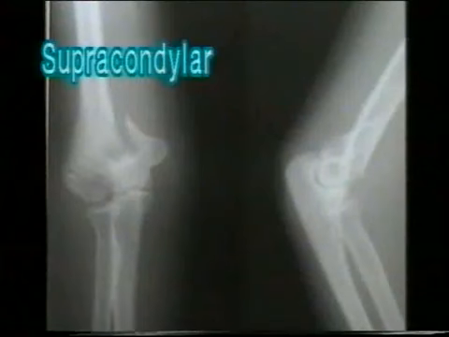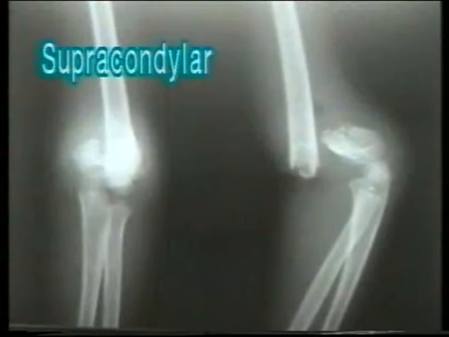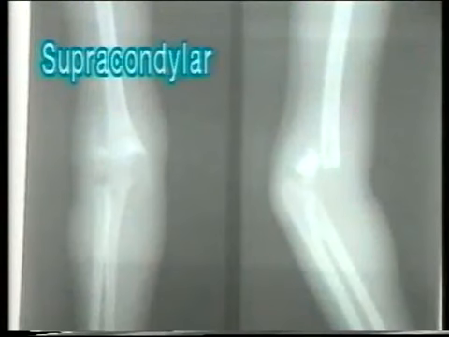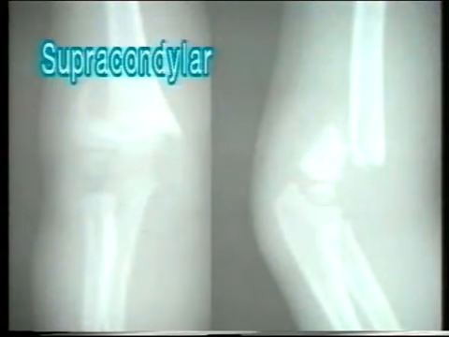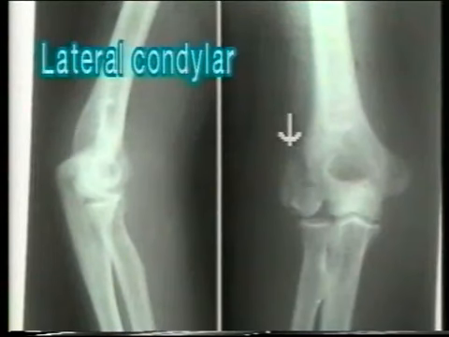This is a condylar fracture of the right humerus in an adult. This is a supracondylar fracture of the humerus in a child. This is another supracondylar fracture. Note the anterior projection of the upper fragment. This is a medial condylar fracture of the humerus. This is an elbow dislocation.